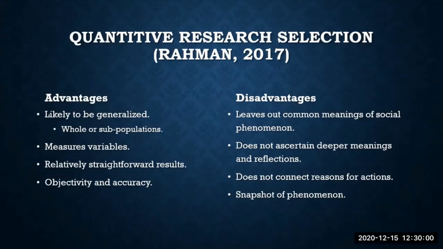Similar to the qualitative research selection, you should be mindful of the advantages and the disadvantages of the quantitative research selection. Again, I'm not going to read the entire slide, but some of the key points to note is that it provides objectivity and accuracy and relatively straightforward results. So remember what I say: straight line, black and white, removes a lot of ambiguity and removes a lot of bias. Some of the disadvantages include that it does not ascertain deeper meanings and reflections.